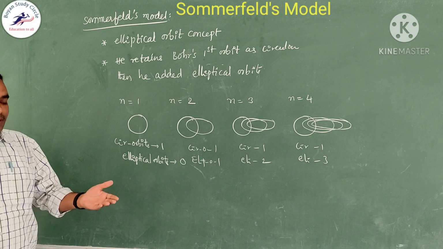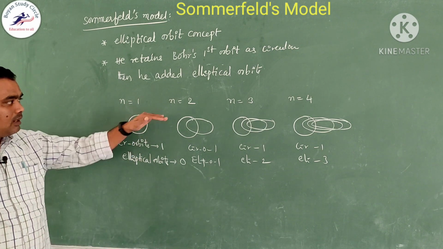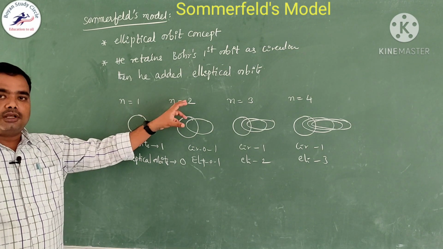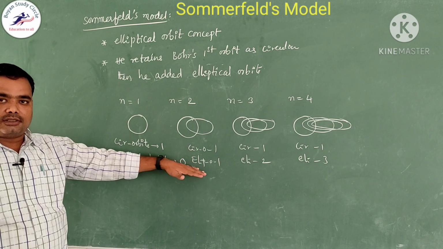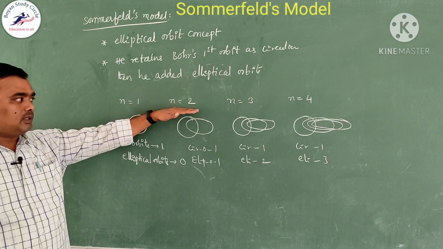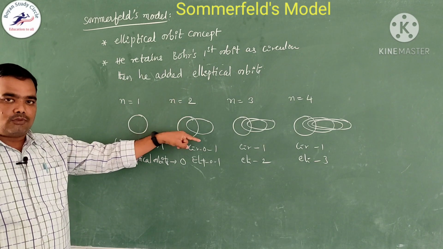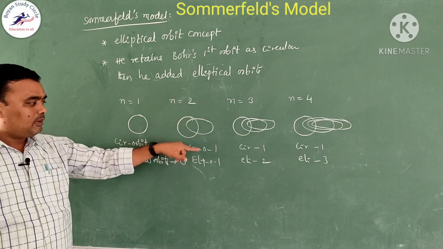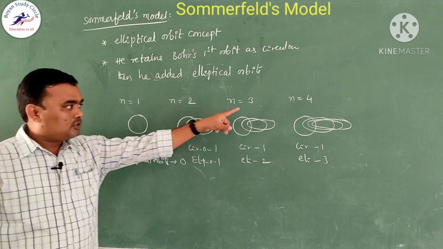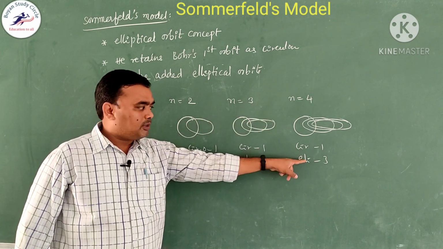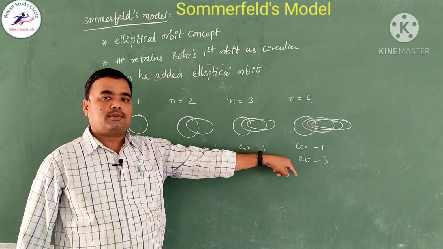When you are asked in the examination, if the total number of orbits is 2, how many elliptical orbits are present? You take minus 1. That means if the total number of orbits is given as 2, you just subtract 1. That is the one circular orbit, and the remaining are elliptical orbits. So, if n is equal to 4, how many elliptical orbits are present? 4 minus 1, 3 elliptical orbits are present.